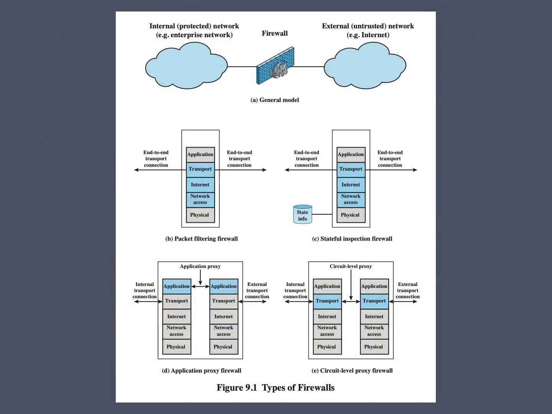So we have what we call a packet filtering firewall. The packet filtering firewall, as it shows here, has an end-to-end transport connection. So we talked about the transport layer, right? Here it talks about end-to-end transport, meaning the TCP connection on the client has a connection to the TCP connection on the server. So that's what they mean by an end-to-end connection.